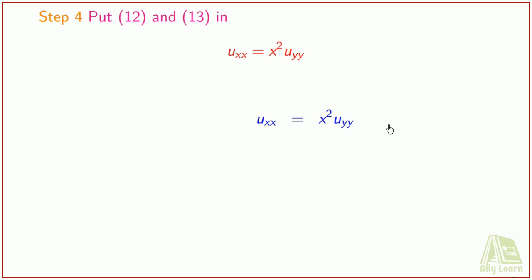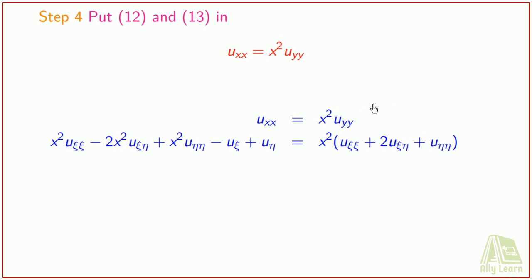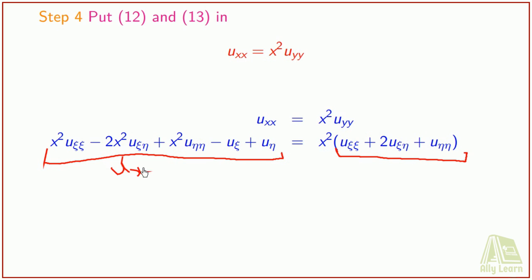So let's start. This is the initial equation. Now this is my uxx that I obtained just now, and this is my uyy. Now next I just take x square inside. Just for your convenience, I'll write that this is my uxx and this is your uyy. Okay, so now let's proceed and take x square inside.